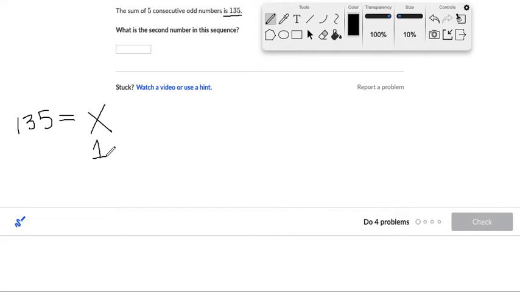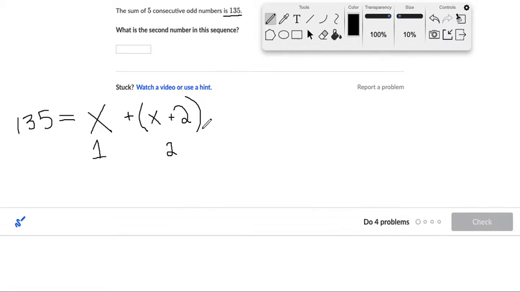Now we have to think back to what we were just talking about. If I'm counting by odd numbers, the second number is going to be 2 spaces away from our original number. In other words, our original number x plus 2. So if x was, say, 13, x plus 2 would be 15, the next odd number in the sequence. So x plus 2, that's the second number.